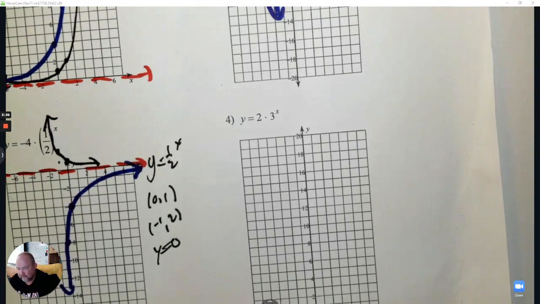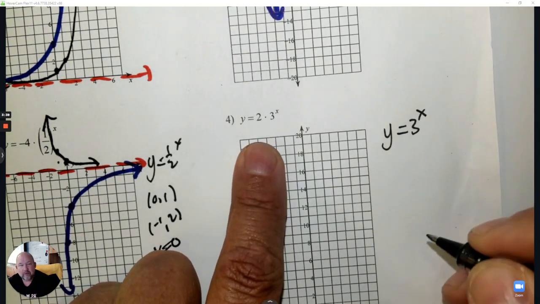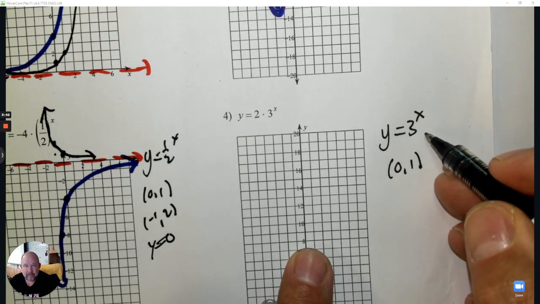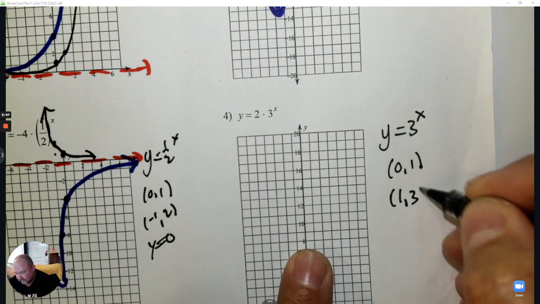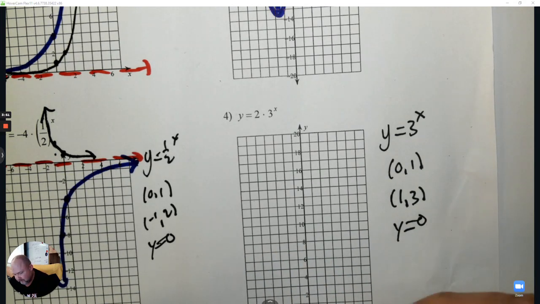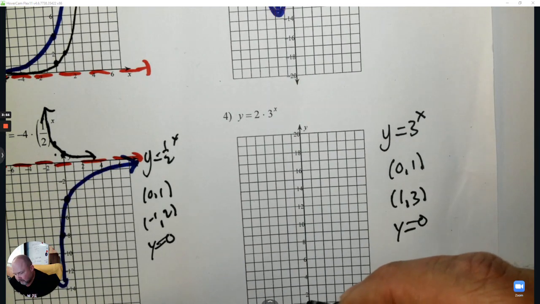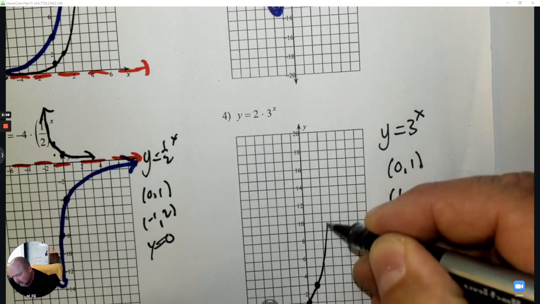Number 4. Start with the basic y equals 3 to the x. So what are 2 points on this basic? So (0, 1). Notice the base is bigger than 1, so it's going to be (1, whatever the base is). And then the asymptote is at 0. So let's put the basic one on the graph first. So (0, 1) and (1, 3). And then we can curve those.